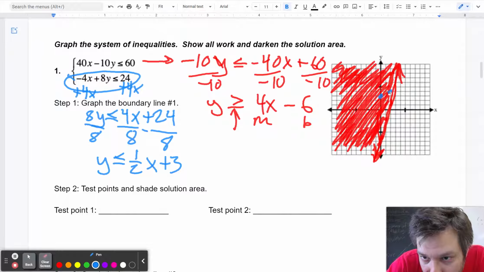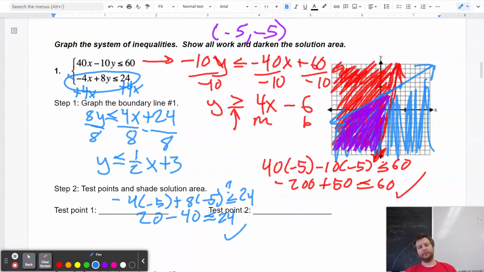Then we try it with the blue inequality. Is negative 4 times the x plus 8 times the y, is that less than or equal to 24? Well, let's see. Is 20 minus 40 less than or equal to 24? Yes, it is. So we found a solution to both. So in my next video, I'm going to do the same problem, but I'm going to do it without switching them into y equals mx plus b form.